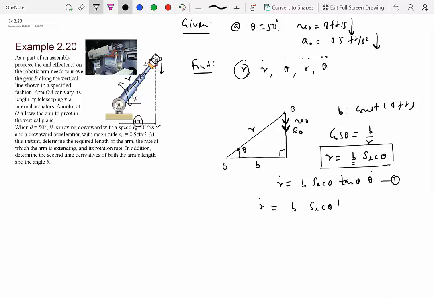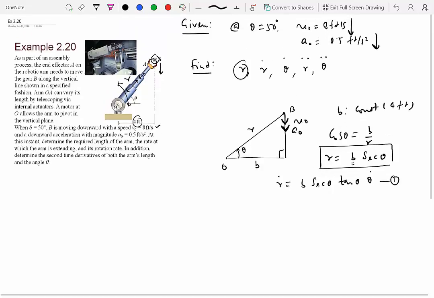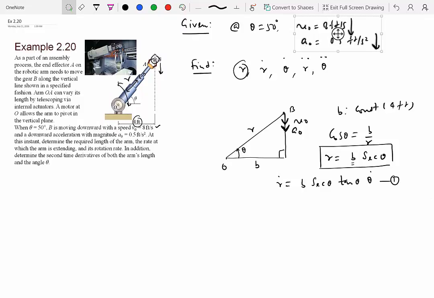sec theta, I will write this first, sec theta, and then theta double dot, plus B sec theta, derivative of tan theta, theta dot. But we don't know what theta dot is, so we cannot determine R dot. We could differentiate it once more and write R double dot as a function of theta dot and theta double dot, but even that won't take us anywhere unless we knew what theta dot was or what theta double dot was. Okay, so the only pieces of information that we have not used so far are these two, V0 and A0, which are given over here.